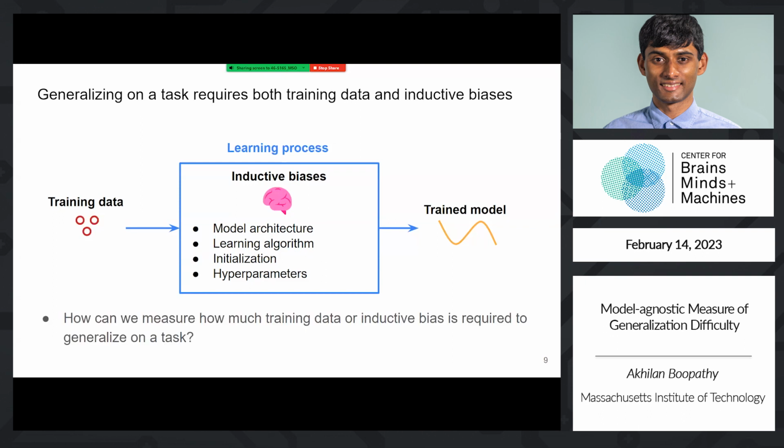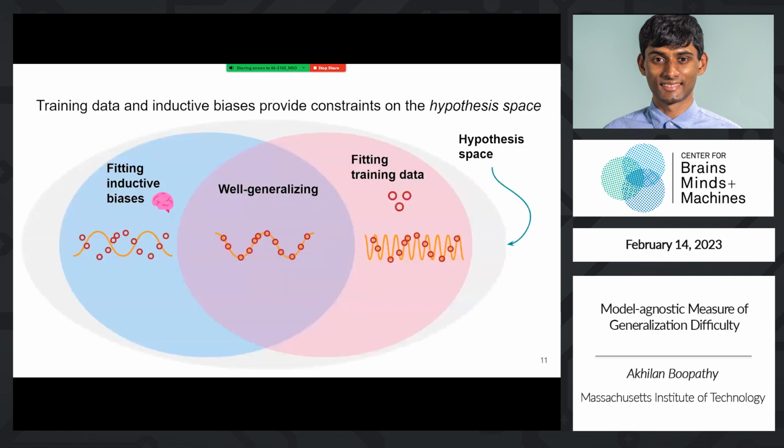Now, one question we can ask is, how could we measure how much training data or inductive bias is needed to generalize? One way to answer this question is to look at something we'll call the hypothesis space. What exactly do I mean by hypothesis space here? It's easiest to imagine in a regression setting. Imagine that we're trying to perform regression on these red points here, and the orange curves represent different hypotheses for how these red points are modeled.